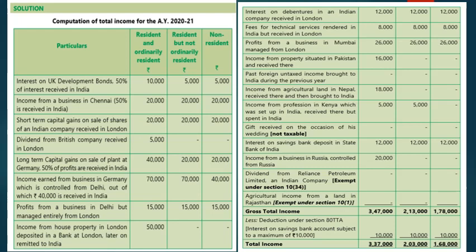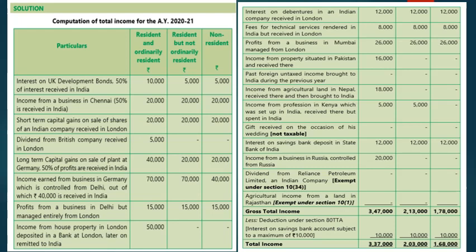The first item was interest on UK development bond, 50% of the interest received in India. It is a UK development bond, so it accrues outside India, and 50% is received in India. The amount received is taxable for all assessees, and the amount that accrues outside India is taxable only for the ordinary resident. So for the ordinary resident, the full 10,000 is taxable, and for not ordinary resident and non-resident, only the amount received in India, that is 50%, is taxable.